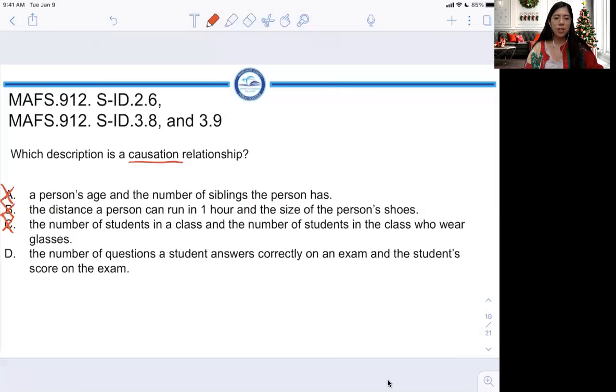What about the number of questions that you answer correctly? That one makes sense. Yeah. The number of questions you answer correctly is related directly. It definitely causes your score. So there's causation.